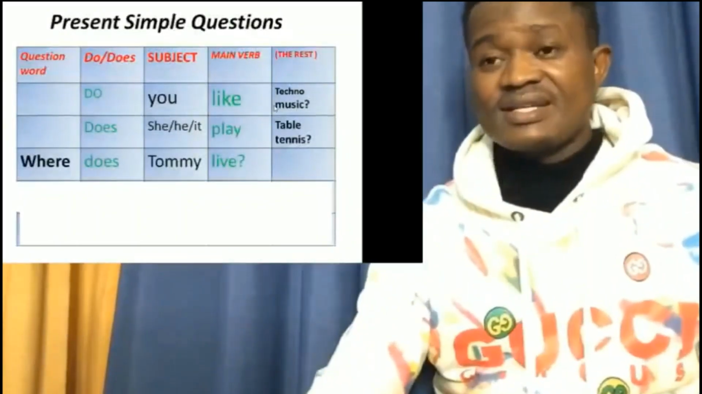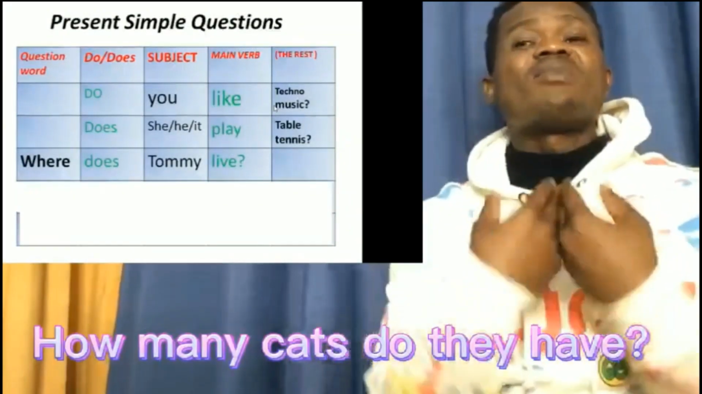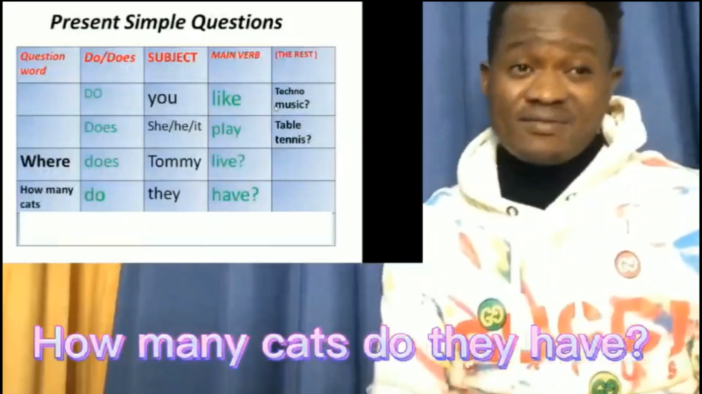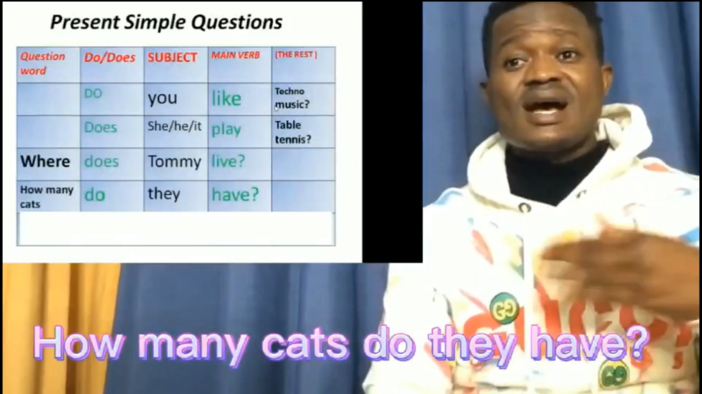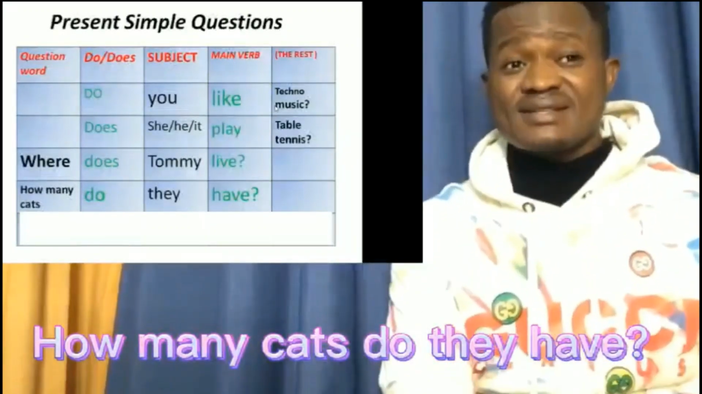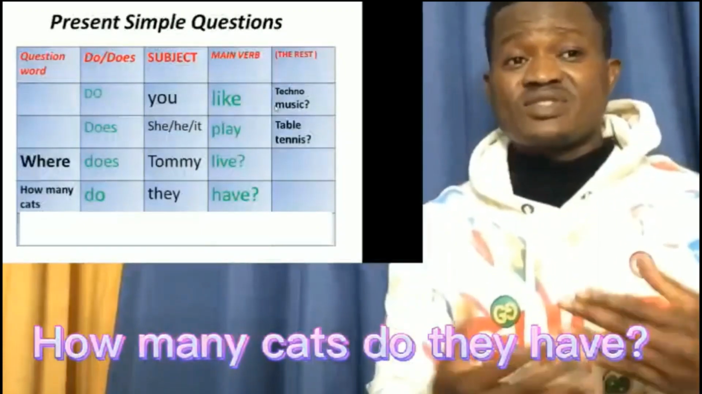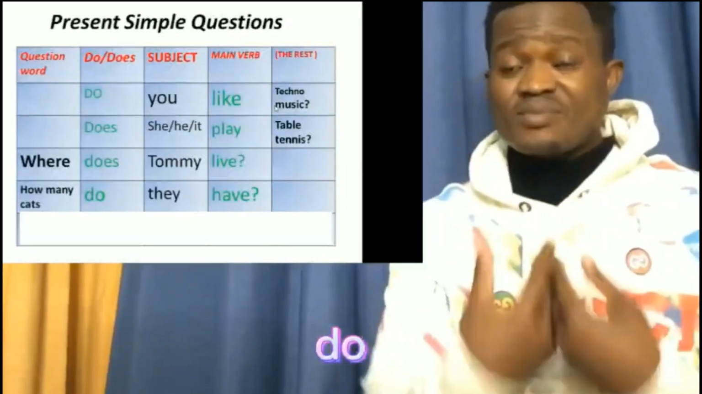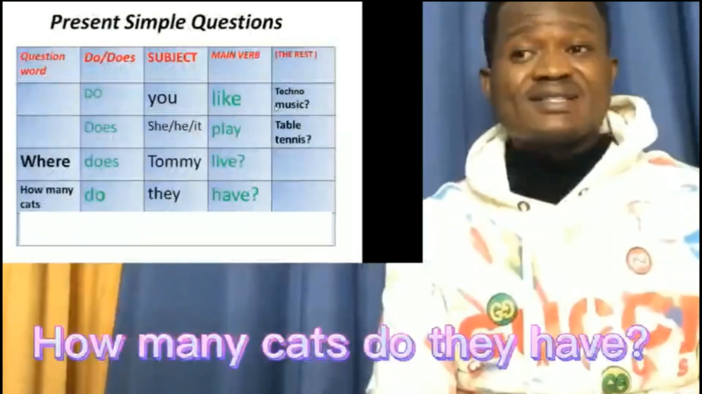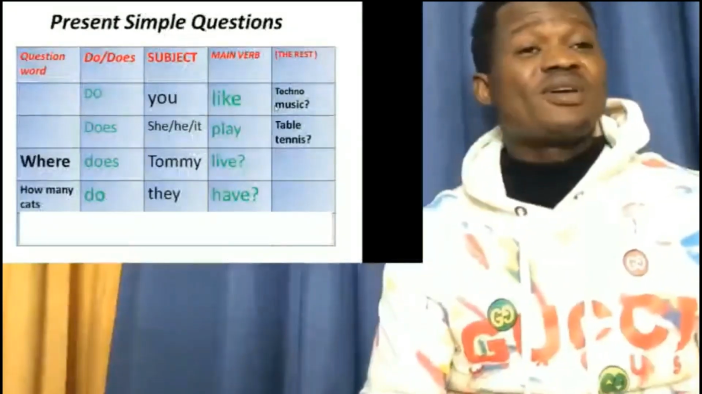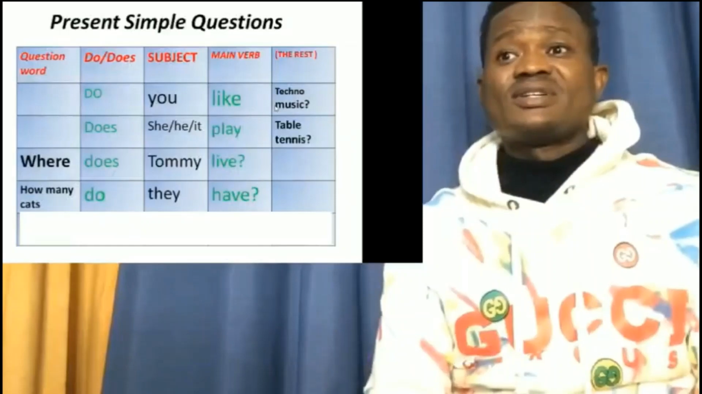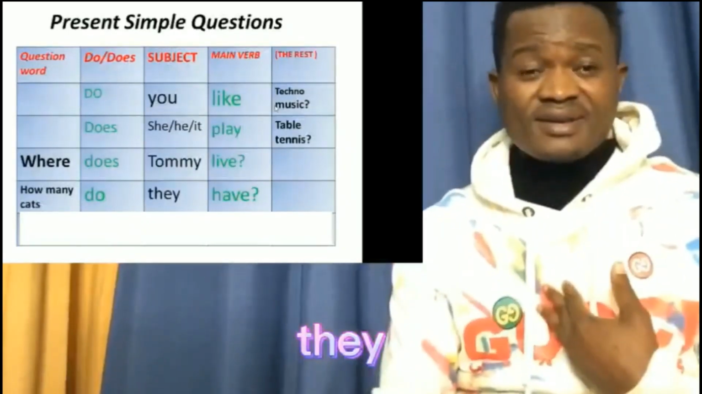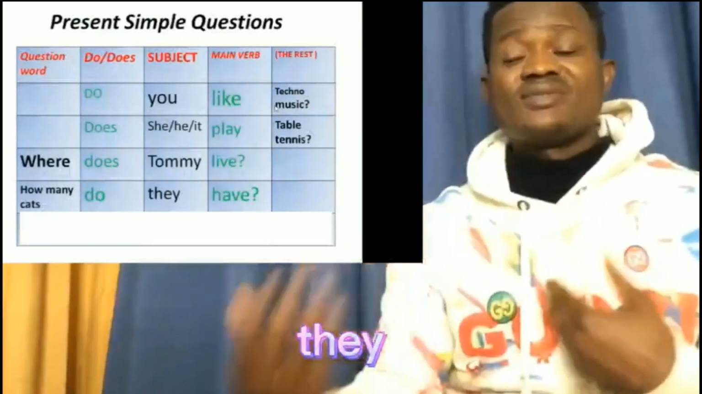So all right guys, okay, let's go. How many cats do they have? So you've got to see "how many cats." Subject-verb agreement with the verb do: do is in the plural form. So, how many cats do they have? The verb here is "have," and the subject here is "they." How many cats do they have?